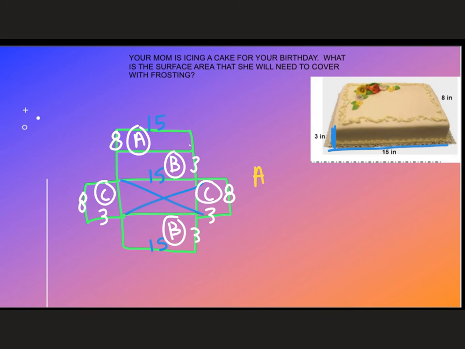Find the area of each. So area of shape A is 8 by 15. Type it in your calculator. 8 times 15 is 120. Again, we only have 1 of those because we crossed out the bottom of our cake, so we don't have to multiply by 2.